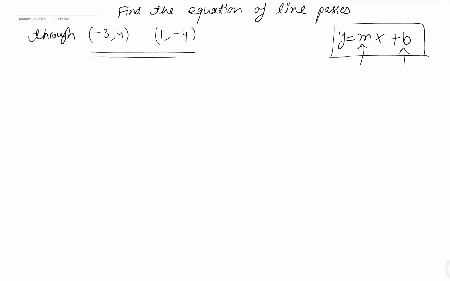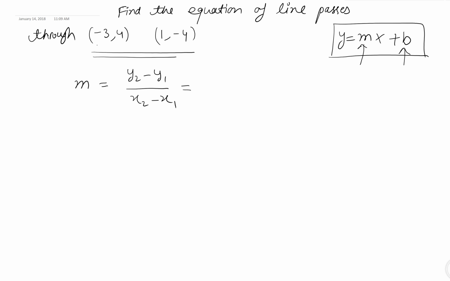Now we already know that in order to find b, which is the y-intercept, let's do the m first because that's easy. We find m, the slope, and we know that slope is y2 minus y1 over x2 minus x1. Y2 minus y1 is your rise, right? And divided by run, which is x2 minus x1.